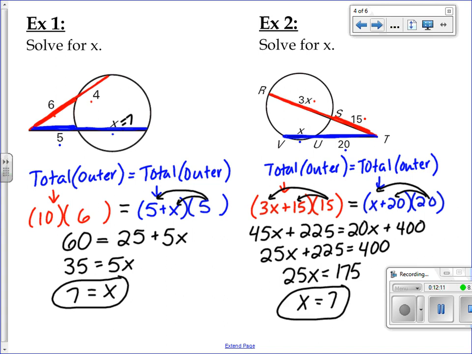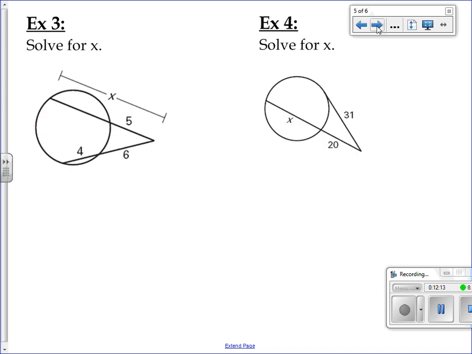All right, let's keep going. Let's look at example 3. I'm not going to write the property out. I'm just going to follow what we've been doing. So I'm going to look at my first secant here. I know that I want to start with the total. Well, they actually give us the total. The total is just x. So I don't have to actually add anything. Now I'm going to multiply by the outer part. So the outer length is 5.